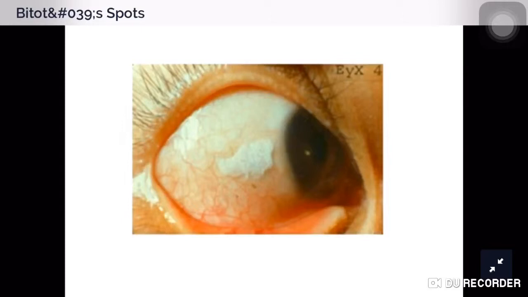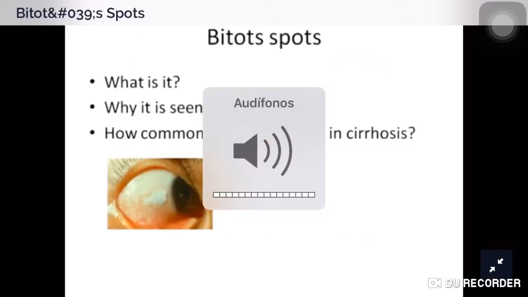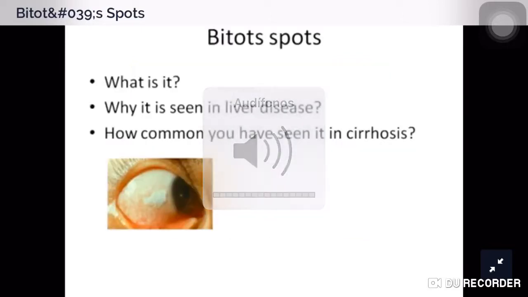This picture represents what is called Bitot spots, and there are a few things which you need to know about Bitot spots. Basically, what is it, why is it seen in liver disease, and how common it is in an advanced stage of liver disease called cirrhosis.